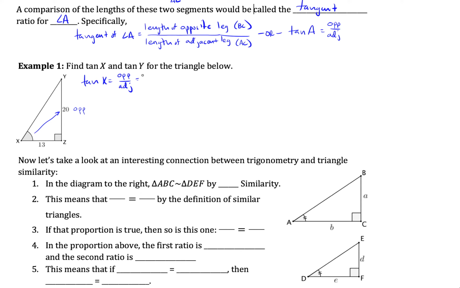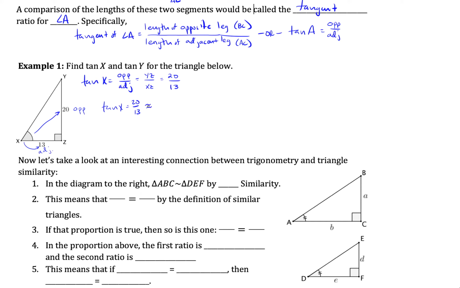So my opposite leg in this instance is segment YZ, which we know has a length of 20. So 20 is going to be the top number in my tangent ratio for angle X. The bottom number is for the adjacent leg. If here's the angle, then that right there is going to be my adjacent leg. So in this case, the adjacent leg is XZ, which has a length of 13. So the tangent of angle X is 20 over 13, which is about equal to this.